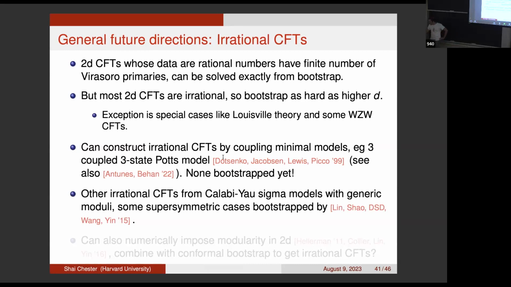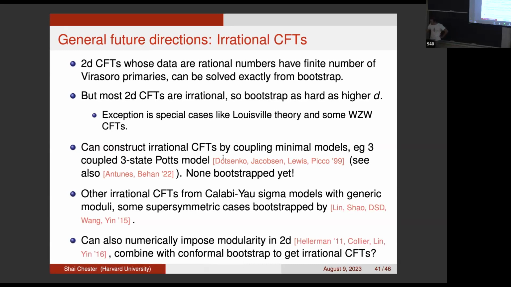Okay. So another thing you can do in 2D, unlike higher dimensions, is impose modularity. So it's the modular bootstrap, originally shown by Hellerman back in 2009, with some recent progress. And it would be nice to combine the modular bootstrap with the conformal bootstrap to really nail down irrational CFTs. This way you could also learn about pure gravity in 3D. It's also been a topic of a lot of work, although I would still say most of the big questions are still unanswered.